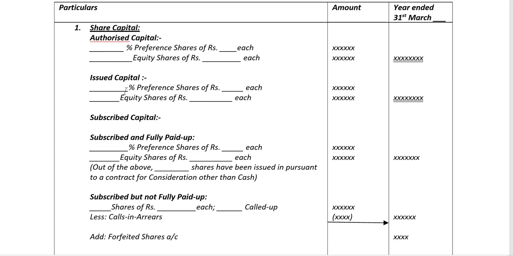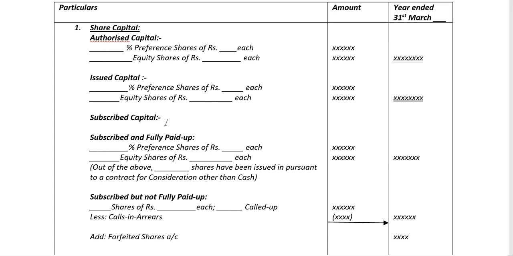Similarly, for issued capital, the number of preference shares of whatever face value, the amount in the inner column. The same for the equity shares, the amount in the inner column. We'll add these two amounts up and put it in the outer column. Again, this has to be double underlined because again, this is not the liability to be shown in the balance sheet.